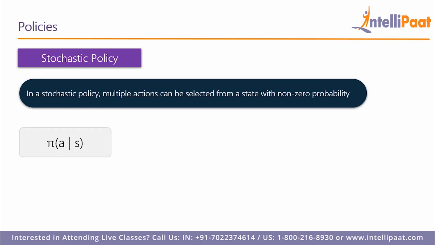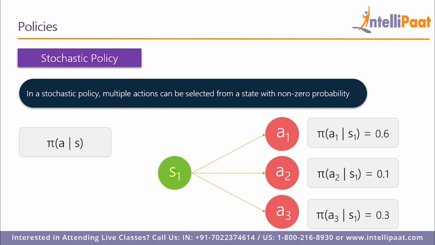So we use the notation pi of a given s to represent the probability of selecting action a in state s. A stochastic policy is one where multiple actions may be selected from a single state with non-zero probability. Here we have shown the probabilities over actions from state S1 according to the policy pi, and you have to remember that pi specifies a separate distribution over actions in each state. So for different states there will be different policy distributions that are specified by the policy pi.